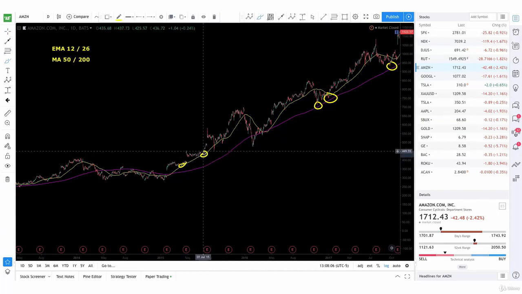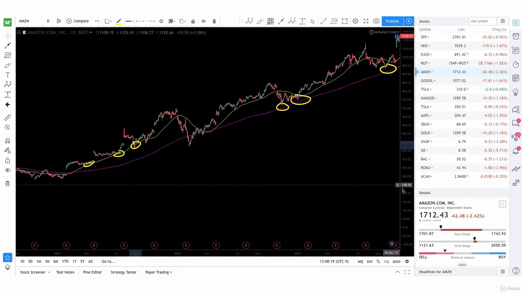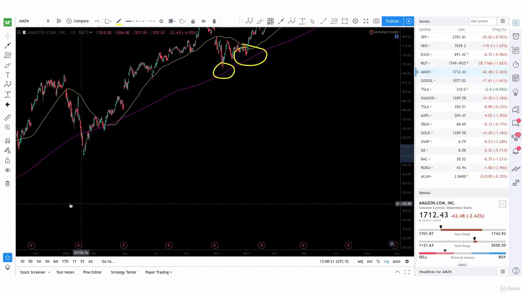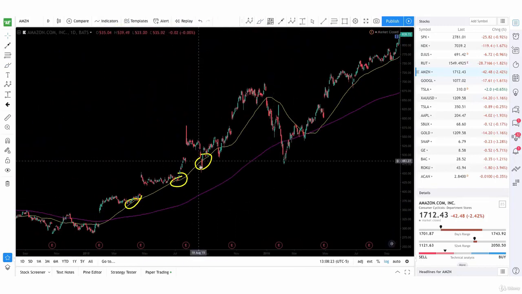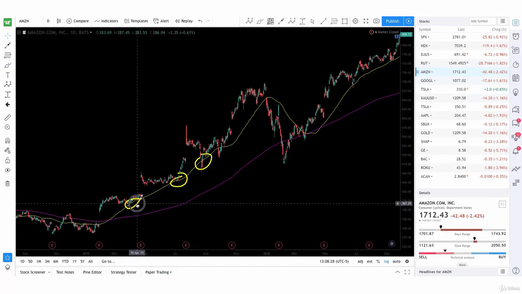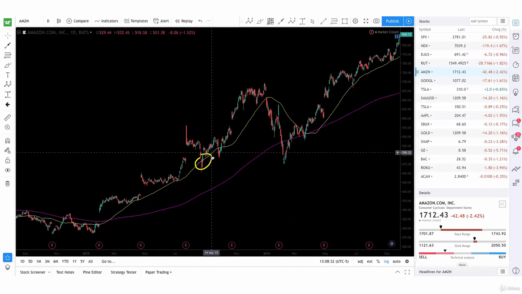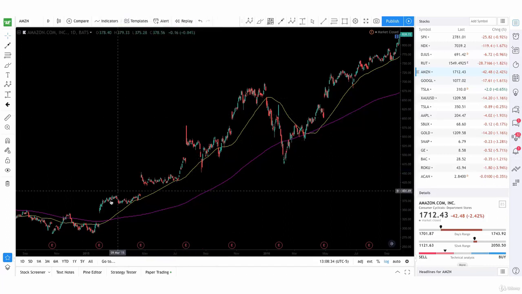Right here. Now sometimes you get these fake outs where it breaks down, but it quickly goes all the way over it. So that's a bullish signal. When you see that fake out, when you see the price go under and then it quickly goes all the way back up, that's also a bullish signal you've got right here. But if you only worry about the crossovers, you could just swing trade it that way. Just wait for the crosses to happen.